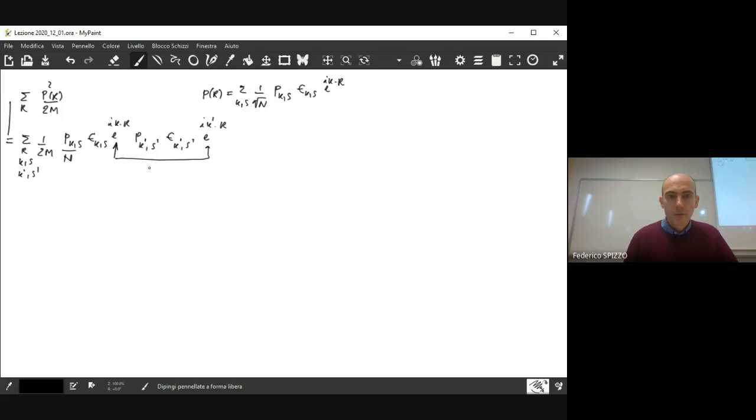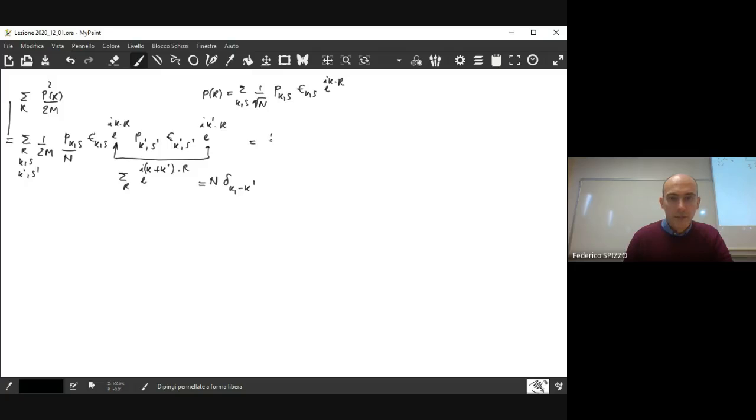So if you group those two phases, you have e to the I, k plus k prime times r. So if you sum up over r for all the values of the coordinate r, then the summation over r of this part here is equal to n times delta k minus k prime. So the presence of this phase introduces a limitation concerning this double summation over k and k prime.